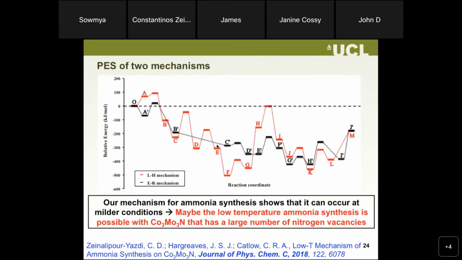Therefore, we concluded that the ammonia synthesis might actually be happening through a different mechanism on cobalt molybdenum nitride. And since the Langmuir-Hinshelwood mechanism is happening at a certain temperature, we would expect that this new mechanism is happening at a lower temperature. So we think that if we have a way of increasing the number of nitrogen vacancies in cobalt molybdenum nitride, we will be able to produce the ammonia at lower temperatures.